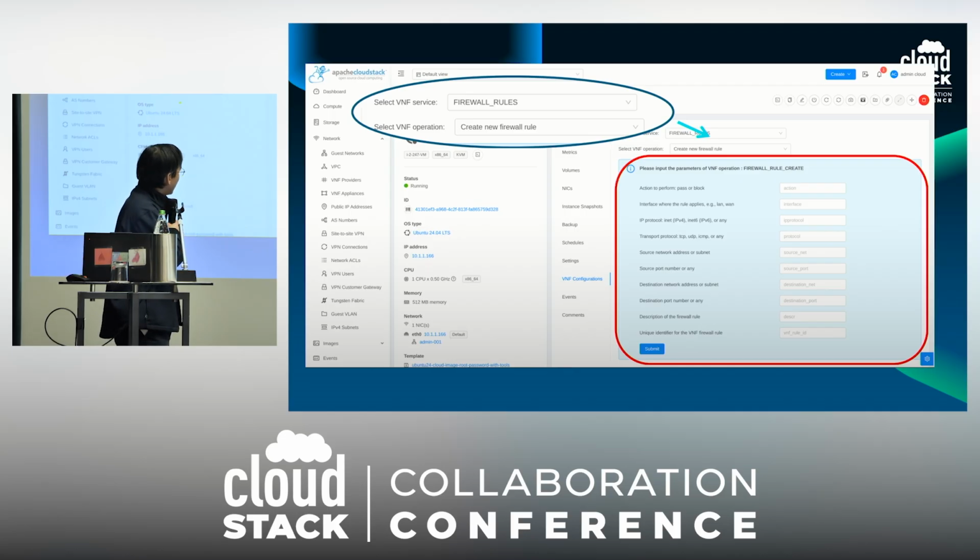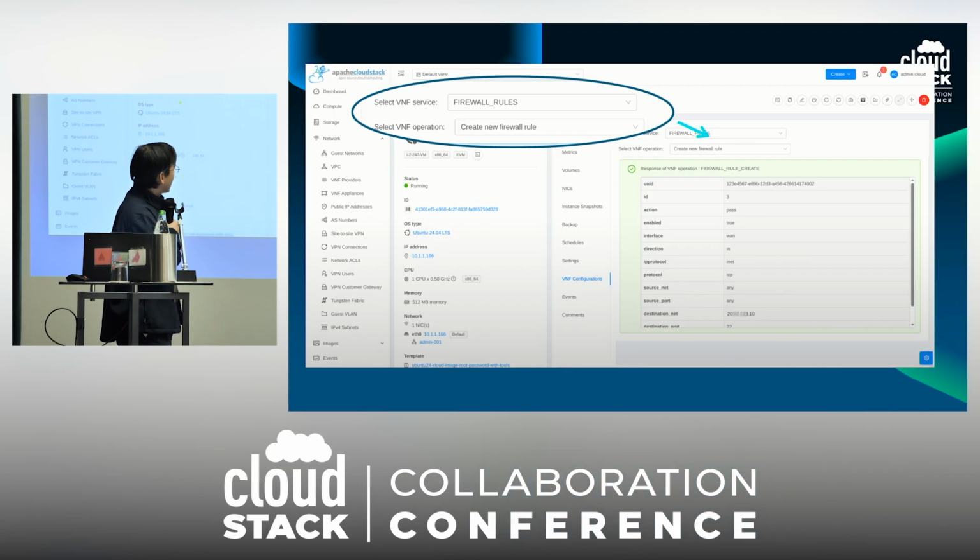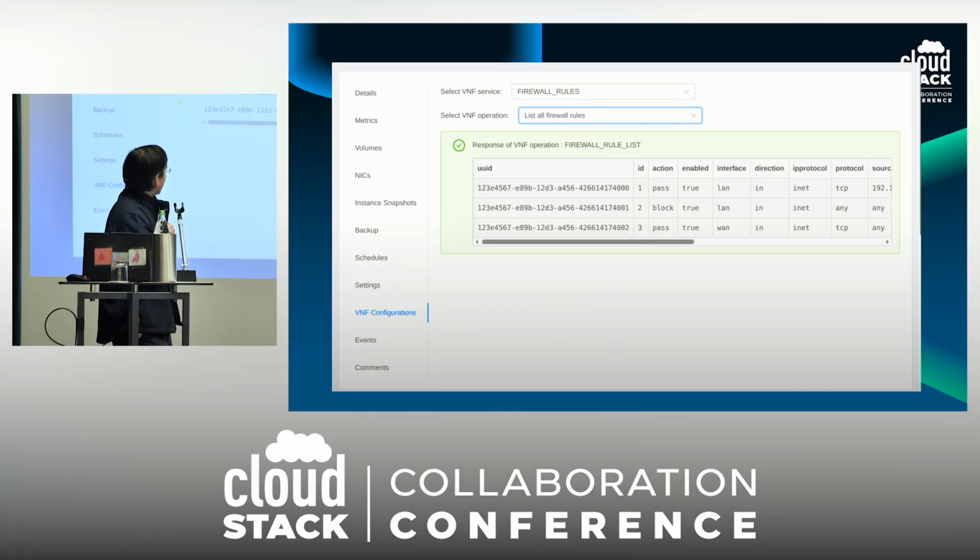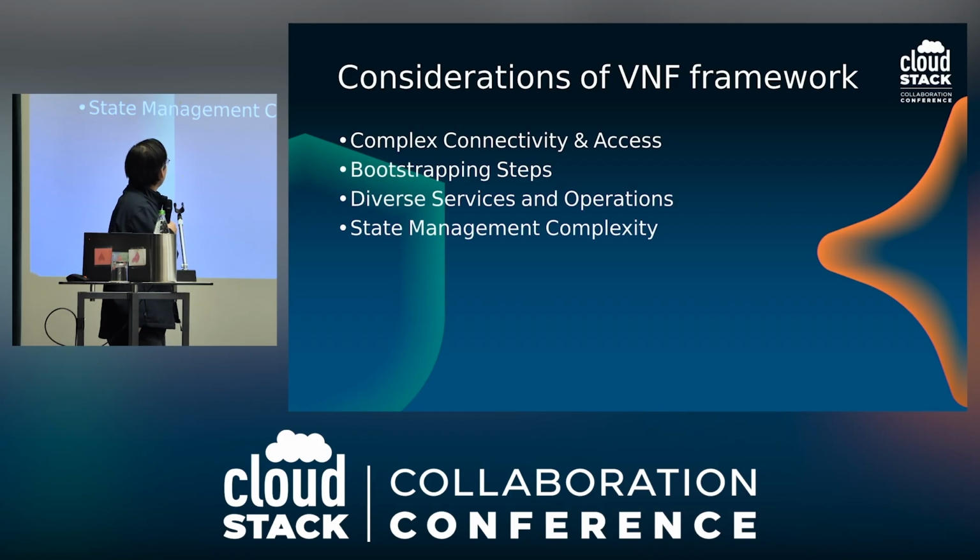When submitted, there's a response of the VNF operation. This is an example of the creation of a firewall rule. The firewall rules can also be listed on the UI. All of this, the services, the operations, the input data, and the response, are all defined in YAML. So it's very flexible.